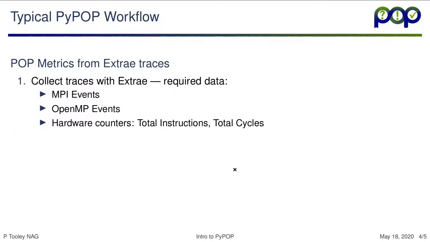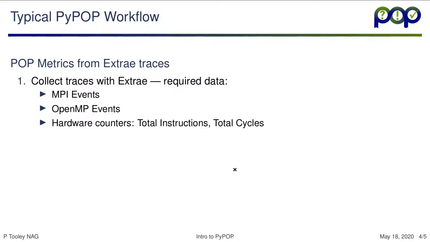So the remainder of this presentation is going to be a demonstration of a typical PyPOP workflow. In this case, it's going to be calculating the POP metrics from an Extrae trace, or a set of Extrae traces. So the first step here would be to collect the actual traces with Extrae. Now, using Extrae to collect traces is covered in detail in the previous POP training module on Extrae. So all I'm going to cover here is the information that the trace will need to contain.